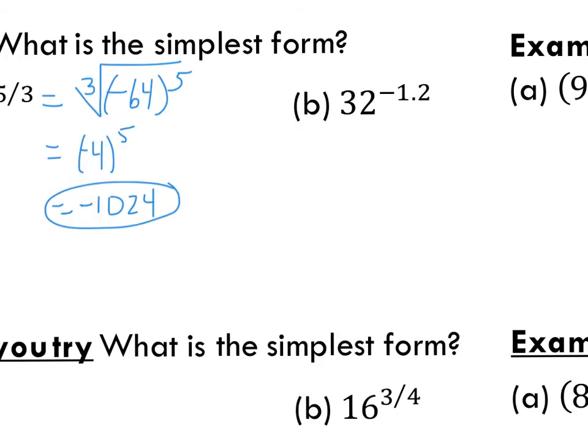For letter B, I'm going to change the negative 1.2 into a fraction. That does become 32 to the negative 6/5, 1 2/10, which is 1 1/5. I think I said the wrong thing. Okay, so now we're going to do 1 over the 5th root of 32 all to the 6, which is 1 over 2 to the 6, which is 1 over 64.